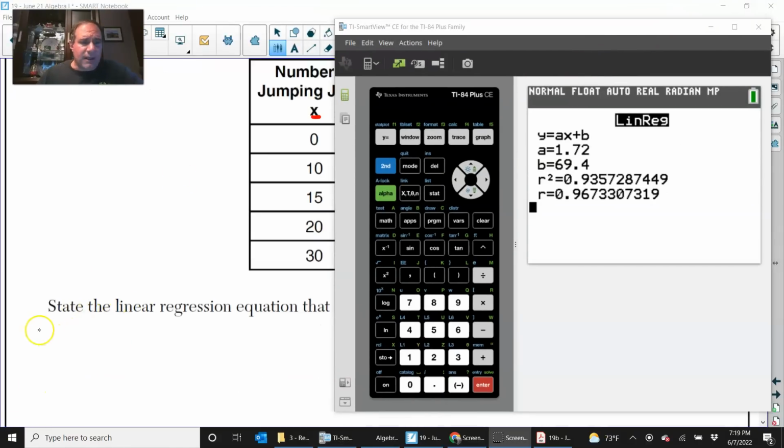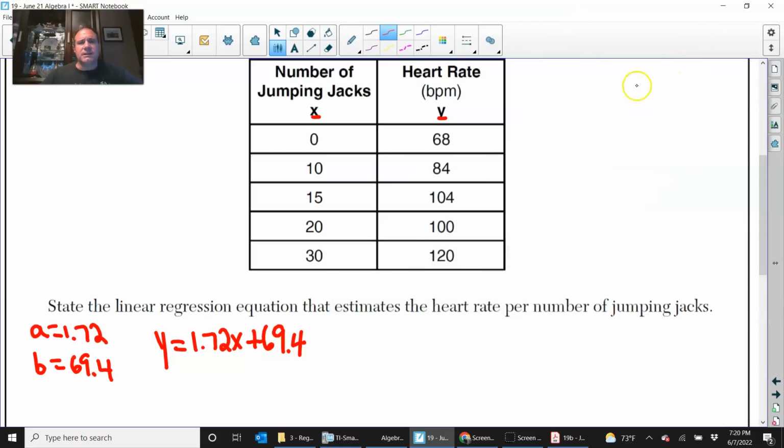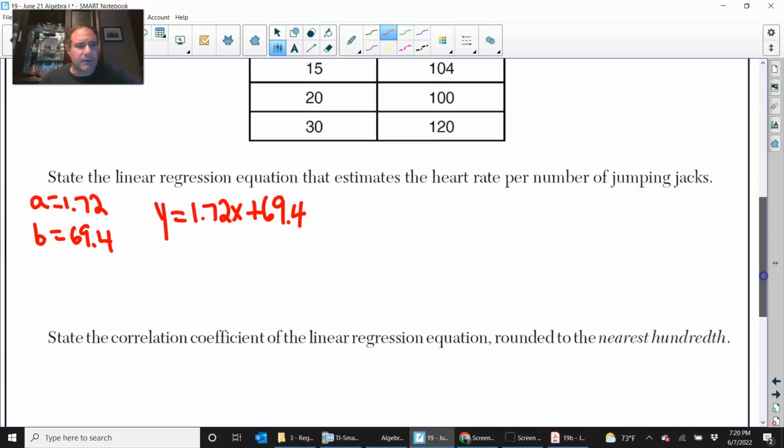And it does not say to round, but I'm going to just put a equals 1.72. It doesn't say to round because it's rounded already, so I'm just going to report what my screen says. It is 69.4. So I'm going to put y equals 1.72x plus 69.4. And that is my linear regression equation that estimates the heart rate per number of jumping jacks. And there we go.